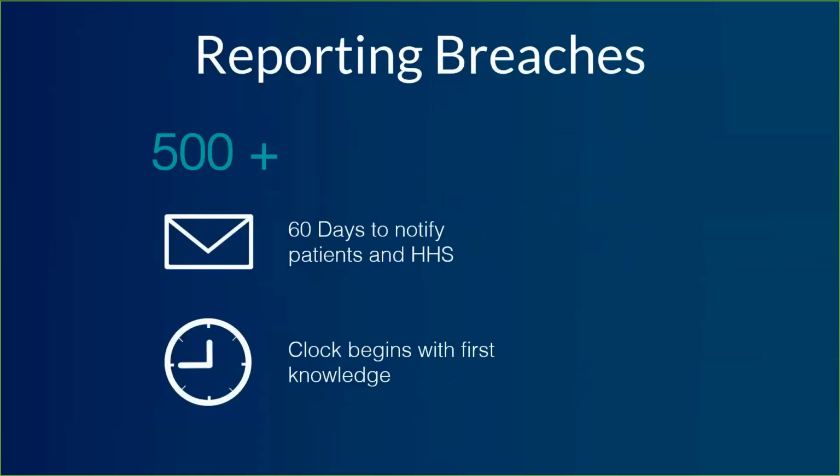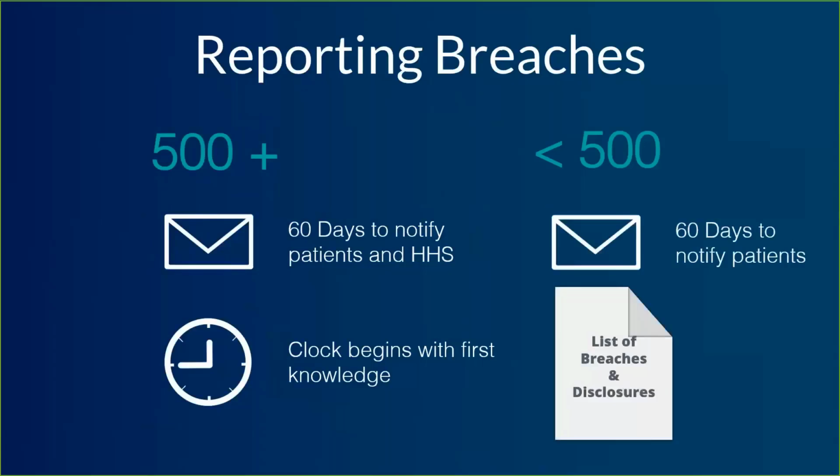Now, what if you have less than 500 people affected? Well, in that case, you still have 60 days to notify patients, but you no longer have to notify HHS in that same time frame. Instead, what you do is you put that breach on a list of breaches and disclosures. And by the way, this disclosure area is also where you'll put any imminent threat disclosures. And then at the end of the year, you're supposed to be uploading this list of breaches and disclosures to HHS. This is an expected part of being a covered entity, by the way. So everybody should be maintaining one of these lists and uploading it.